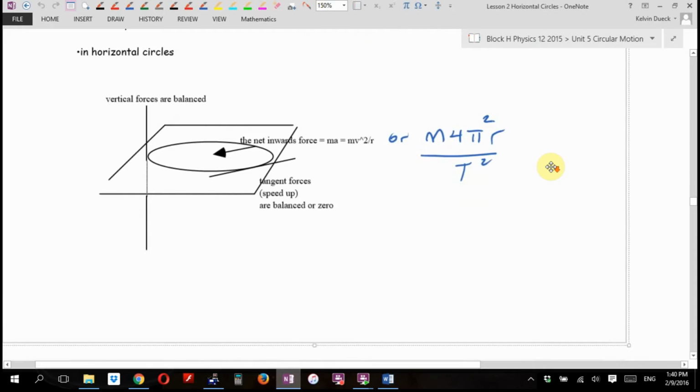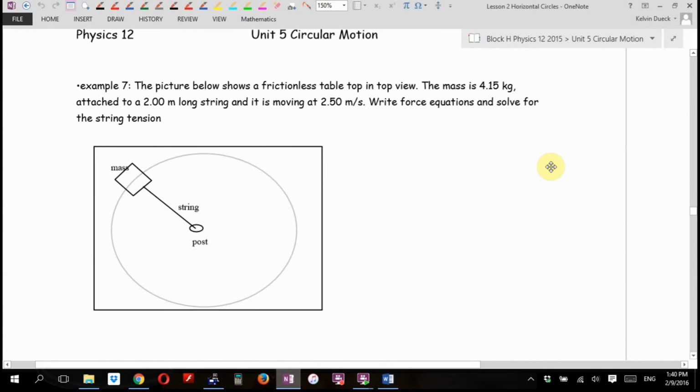So, continuing with horizontal circles. Example 7. This shows a frictionless tabletop in top view. We're staring down at it. Mass is 4.15 kilograms. It's attached to a 2-meter long string, and it's moving at 2.5 meters per second. Write force equations and solve for the string tension. Okay?